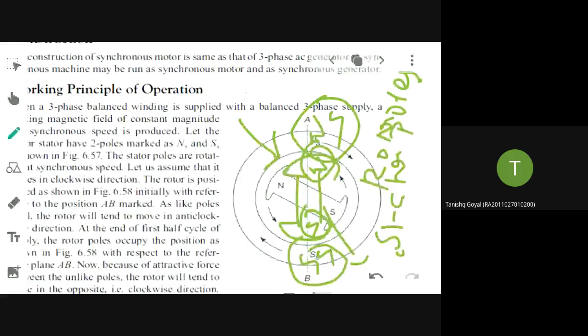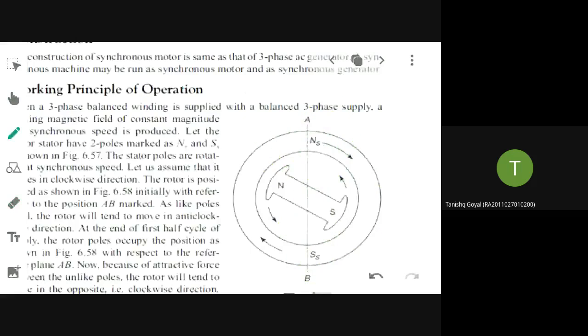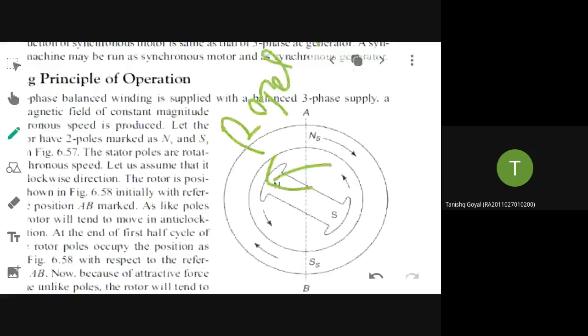Come on, like poles, what will it do? Repel. North and south repel. Okay, so because of this repulsion, it is deflecting like this. Okay, repel. Then it will repel and change its position. In one rotation, it will again change its position.